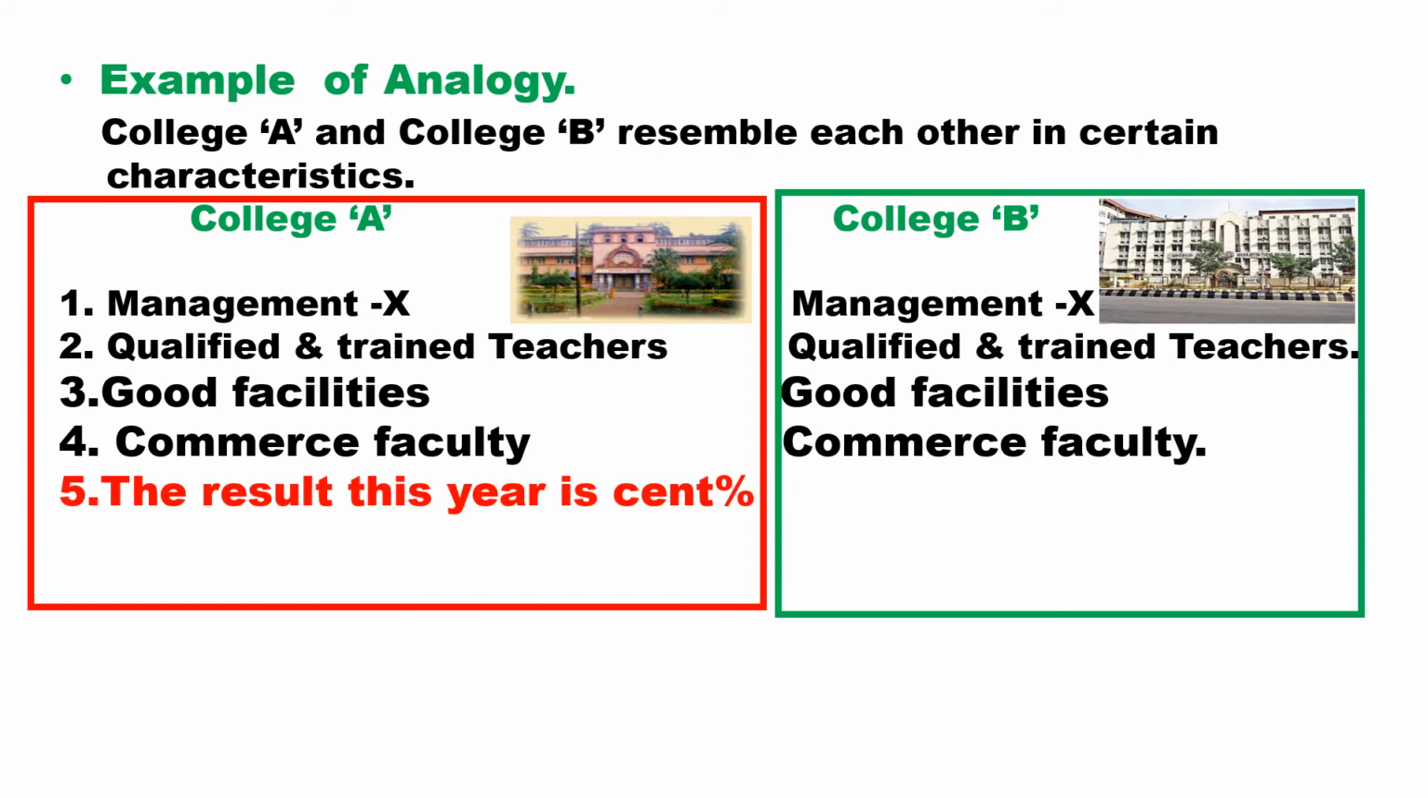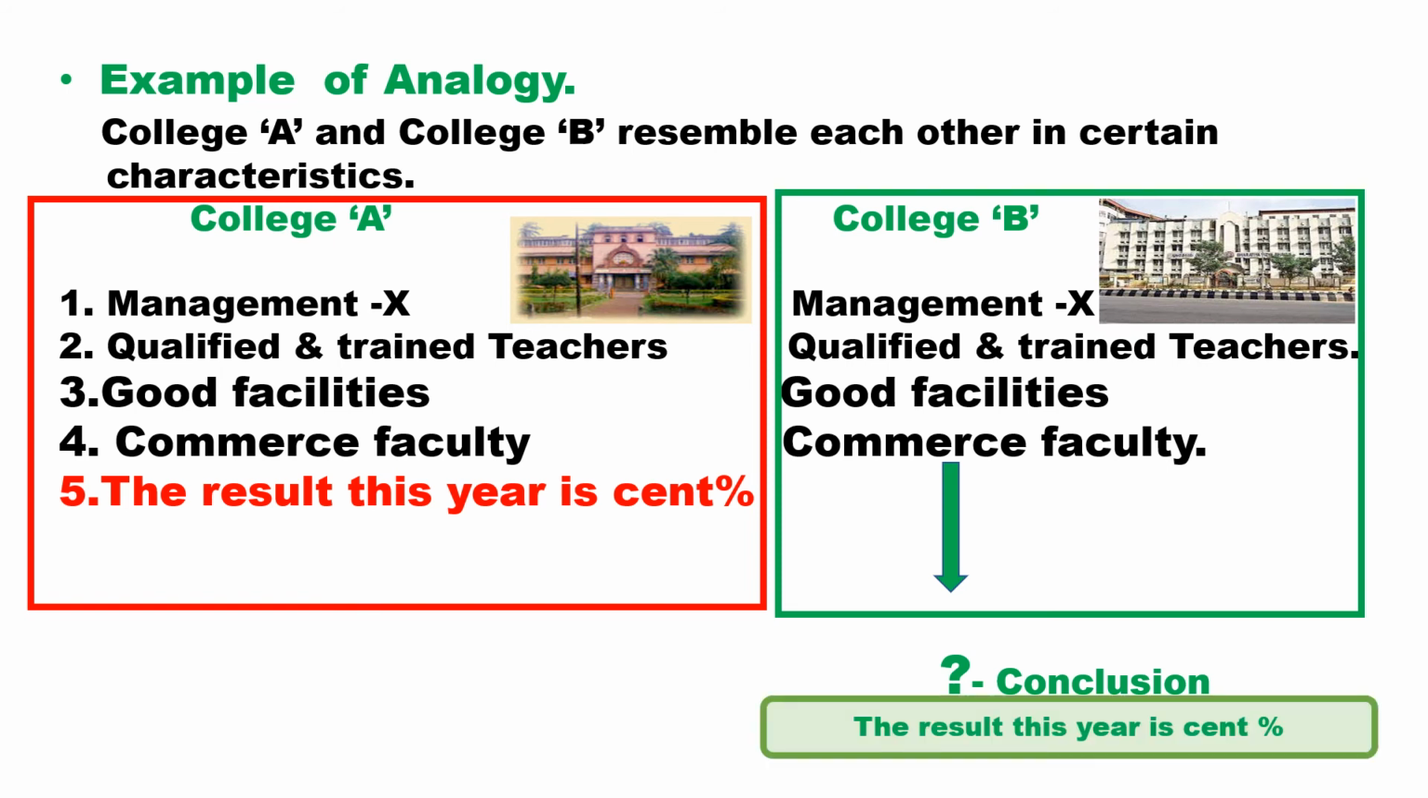Now, the additional quality of College A is that the result this year is 100% in College A. So, what will you conclude about College B? That the result this year is 100% in College B. When we conclude in this manner, on the basis of the known resemblances we go to a further resemblance, that the result in College B is 100%, then we are using the method of analogy.